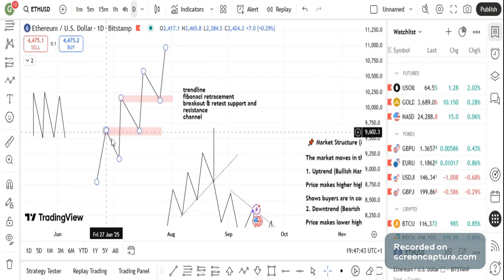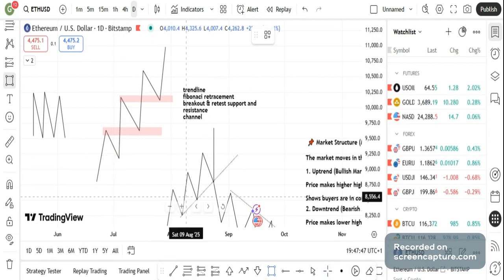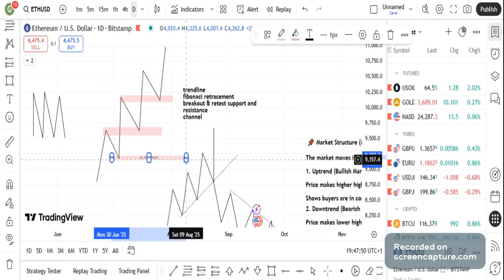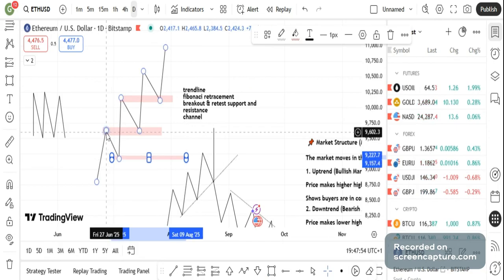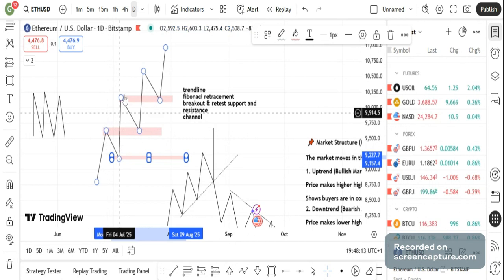Now, what is this? This is a high. What is this? This is a low. Now, you see something. This low is an example of support. This high is an example of resistance. Now, what did price do? Price moved up, broke out of this high, and retested.